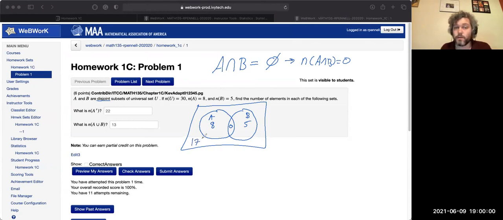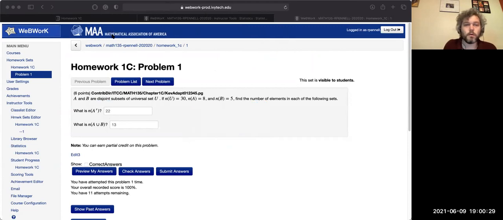Okay, I think I know everything about this. I just have to answer the questions. So what is A complement? A complement is anything that's not A. So that would be 17 and 5, that's the 22 there. A union B is just this 8 and 5. And I can just put those together because I know the intersection is 0, because they told me it is disjoint sets. So there you go. That's how I would do the first one. Your questions may vary a little bit, but that would be the basic idea.